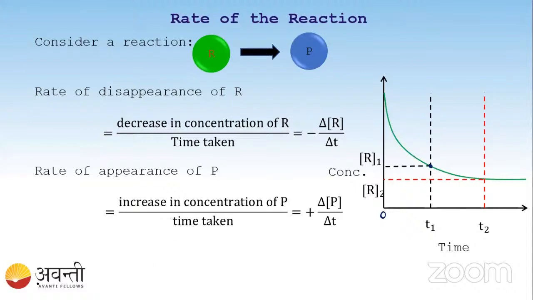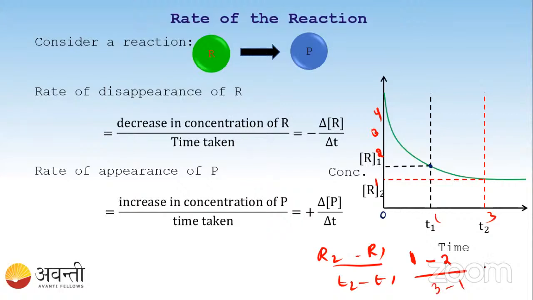How exactly will the scale look, from 0, 1, 2, 3, 4? So when you're talking about the change, that means R2 minus R1 divided by T2 minus T1. For example, for the rate of reaction, R2 will be 1 and R1 will be 2. So 1 minus 2 divided by, for example, 1 second and 3 seconds, so 3 minus 1. So you will have minus 1 by 2. This minus sign is because the concentration is decreasing.